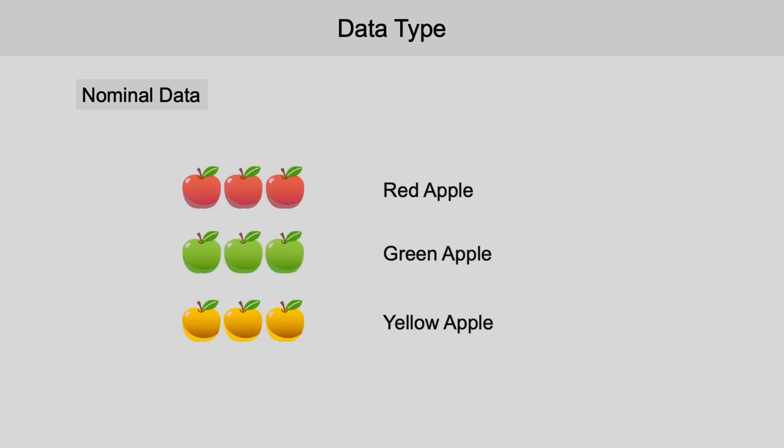Firstly, nominal data. For example, apples can be categorized into 3 types: red, green, and yellow. But these different types can't be compared as larger or smaller. They can only be counted to calculate proportions. So as you can see, nominal data can provide information, but it provides very limited information.